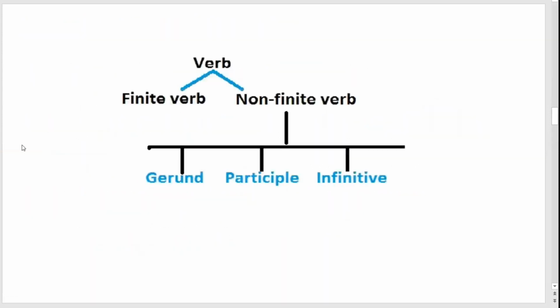The most important thing that we have to learn about these non-finite verbs is that they are a special kind of verbs. I would like to call them special verbs which do not show the action, which do not perform any action, but still they are called special verbs because they are going to perform another part of the function. Let us see what they are, and I would like to call these non-finite verbs imposters.